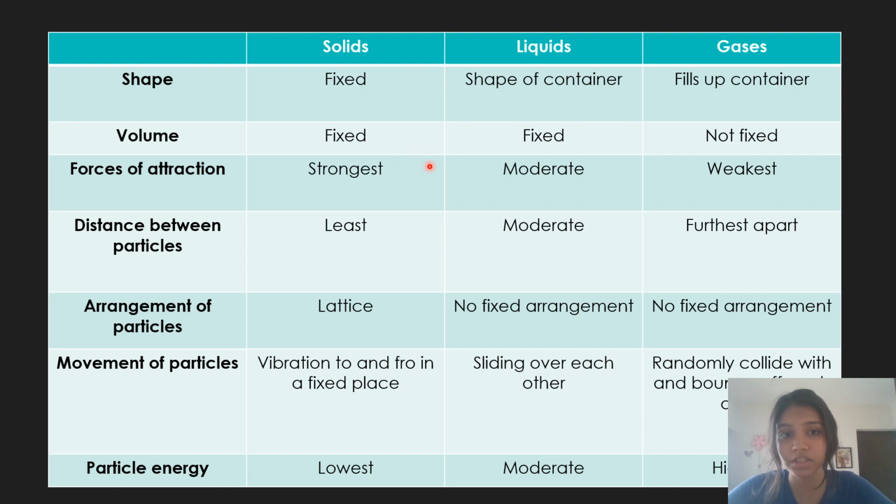Volume, solids have a fixed volume. Now, what exactly is volume? Volume is pretty much the amount of space that matter takes up. So if you have this book, for example, this book has a certain volume. Let's say it's like 50 centimeter cube. If I open this book, it'll still take up 50 centimeter cube.